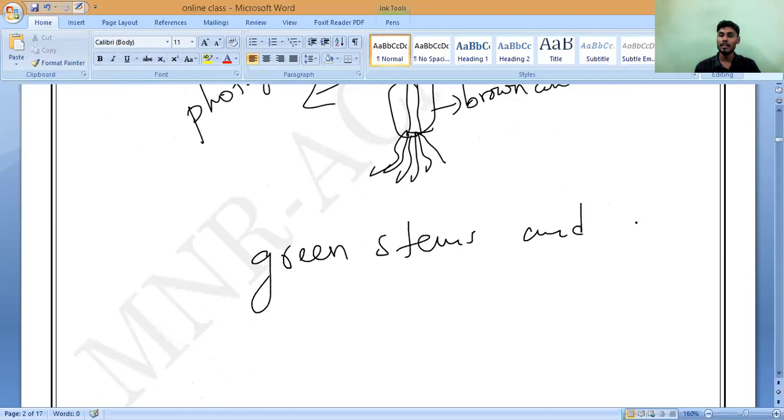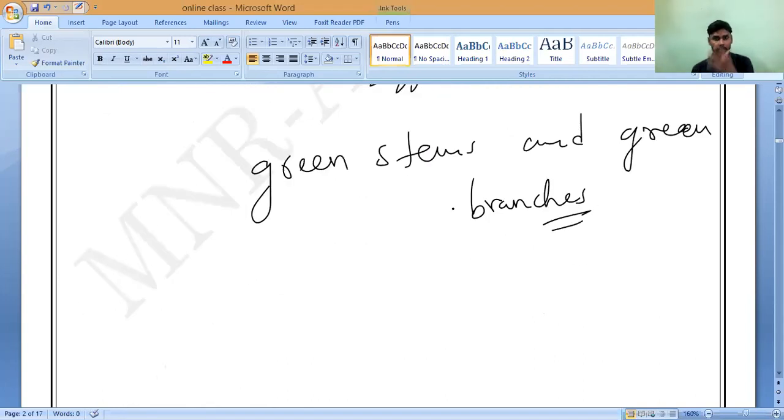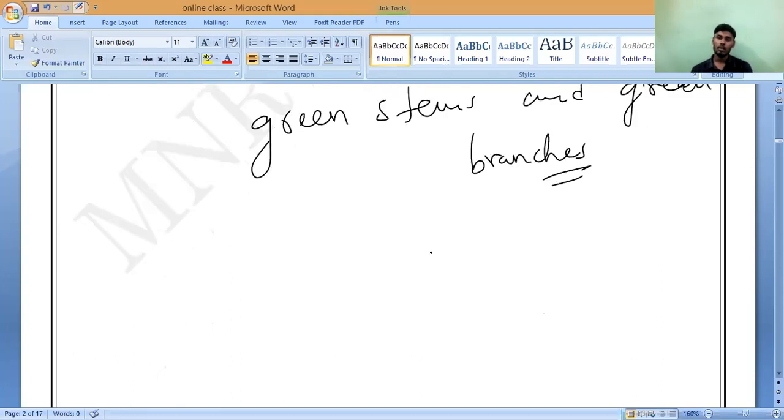Sir, one doubt, sir. Bamboo trees also have green stems, sir. So there is photosynthesis in the stem? Yes, photosynthesis will also be carried out in the stem, Mari. Wherever you can see green, that is what we can say. Three places: green leaves, green stems, and green branches. Understand?